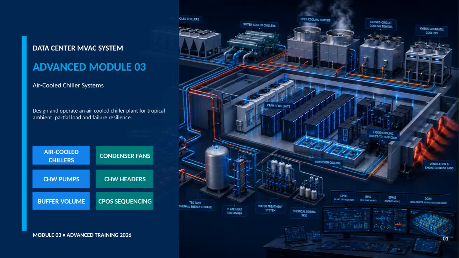Welcome to Advanced Module 03 on air-cooled chiller systems. Today, we'll explore how to design and operate an air-cooled chiller plant specifically for tropical ambient conditions, while ensuring resilience during partial loads and equipment failures. We'll cover key components including the condenser fans, chilled water pumps, chilled water headers, buffer volume, and chiller plant operator sequencing. This training will deepen your understanding of these critical elements to optimize performance and reliability in demanding environments.